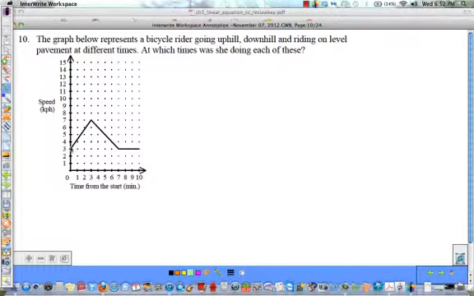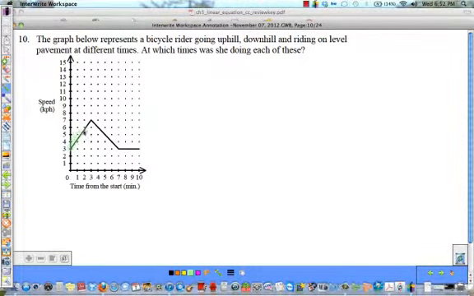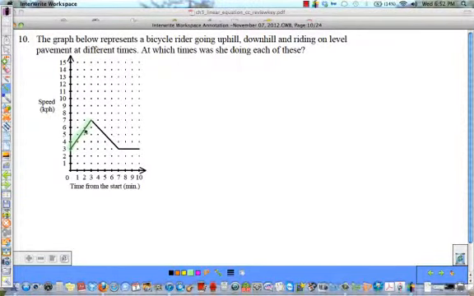On number 10, you'll notice that the speed increases the first 3 minutes. So that tells you, since he's increasing, that he's going downhill. So he is going downhill for the first 3 minutes. Then his speed decreases. So that means he's going uphill, and that's from 3 to 7 minutes. So that would be 4 minutes. So he's going uphill for 4 minutes, and then he heads off in the level for, let's see, between 7 and 10 for 3 minutes.